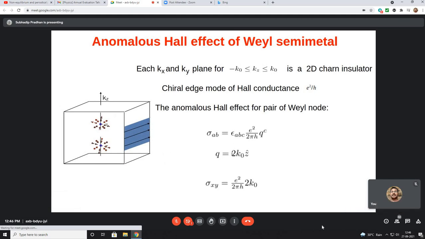That will be just sigma xy, e squared by 2 pi h, and the distance between these two Weyl nodes is 2 k0. Just integrating the total Hall conductance for all these planes, you will get the anomalous Hall effect. That is the anomalous Hall conductivity, which can be written as e squared by 2 pi h into 2 k0. So for a time reversal breaking Weyl semimetal, that is for a magnetic Weyl semimetal, you can get a huge amount of anomalous Hall effect around these Weyl nodes. So this is an interesting property of Weyl nodes or Weyl semimetals.